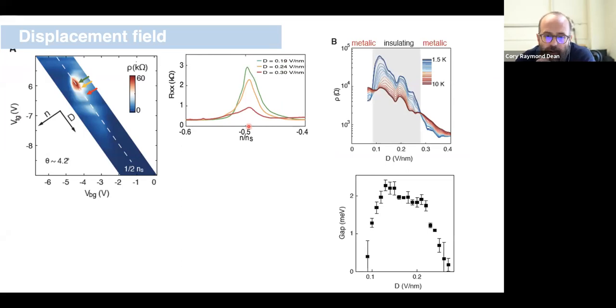We can do activation measurements and extract gap values as a function of displacement field. And what we see is that there's a narrow range of displacement field where the system first of all shows insulating behavior. That changes to metallic on either side. We can extract the value of the gap associated with the insulator and see how it evolves as we vary the displacement field. So there's a reasonably well-defined displacement field value where this Mott gap value is maximized.